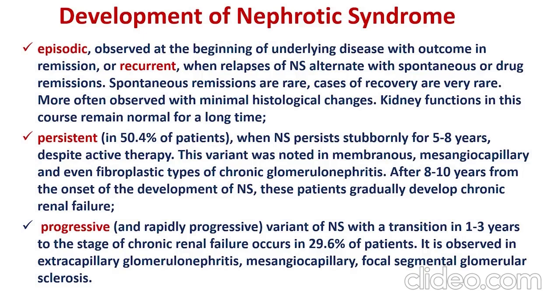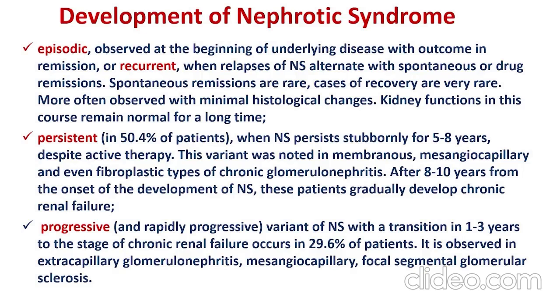Next situation is persistent nephrotic syndrome, which is seen in 50% of cases, and that means nephrotic syndrome persists stubbornly for 5-8 years despite active therapy. This variant is noted in membranous glomerulonephritis, in mesangiocapillary glomerulonephritis, and many other types of chronic glomerulonephritis. After 10 years of onset of the disease, usually chronic renal failure develops, and this is unfavorable for the patient.